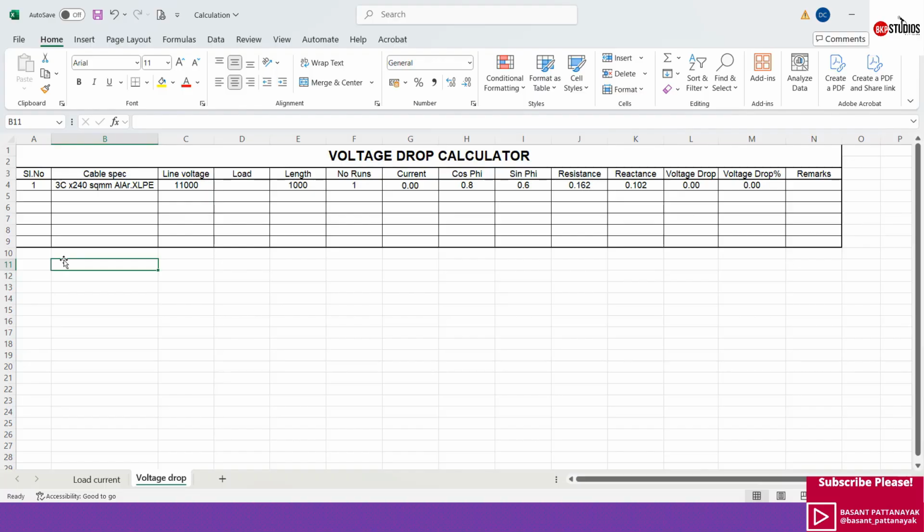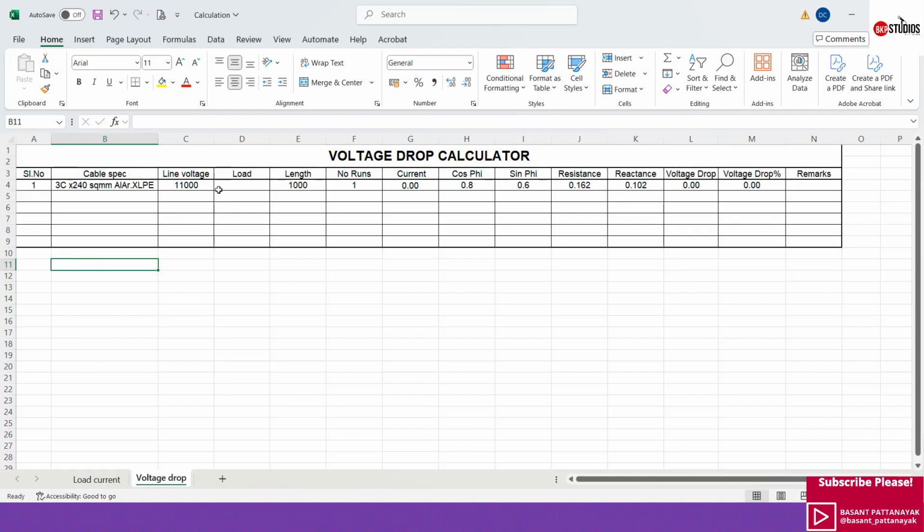The next step is we have to find the voltage drop. We went through the detailed voltage drop calculation in our LV cable sizing video. We learned how to do it manually as well as with the help of an Excel sheet. I am using the same Excel sheet here. Please watch the LV cable sizing video, then you will get more understanding about the voltage drop calculation.